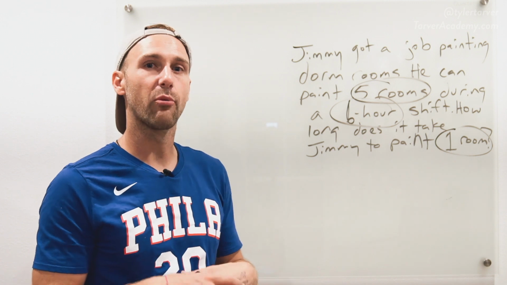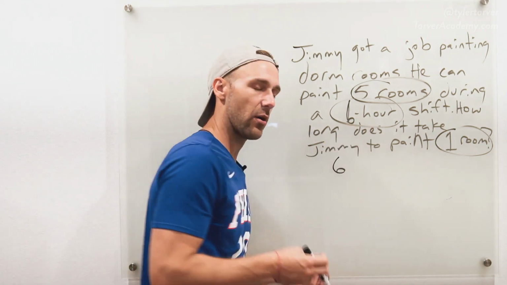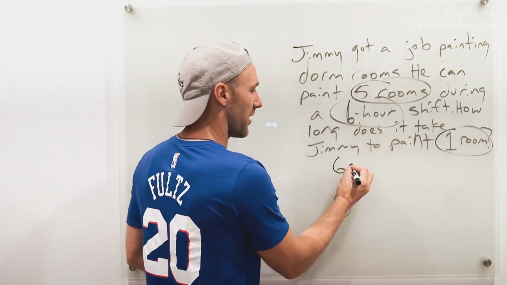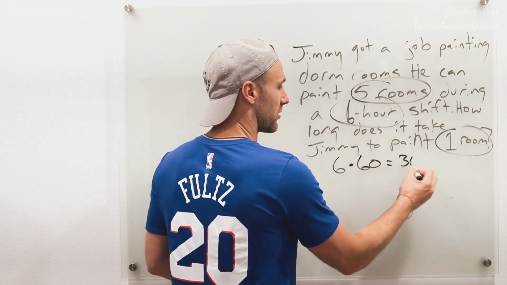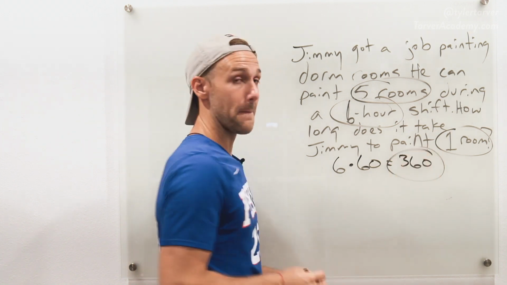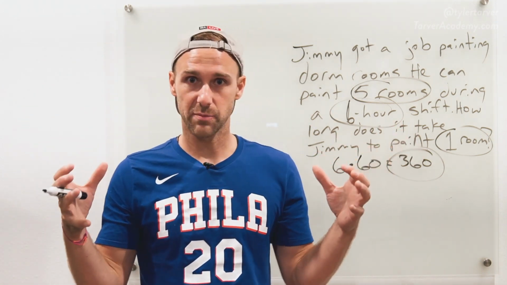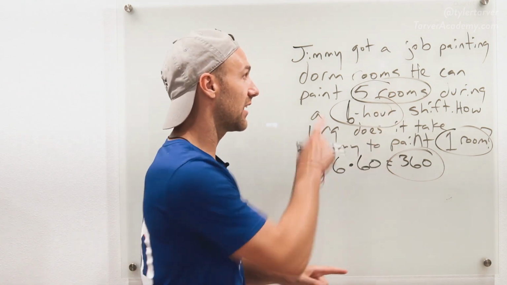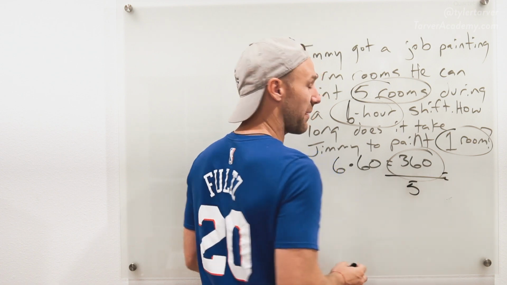So what I want to do is break it up into minutes. If I've got 6 hours, I'm going to spread it out into minutes. There are 60 minutes in 1 hour, so I'm going to multiply those and get 360 minutes. That's our total amount of minutes that Jimmy is painting rooms. Now I can divide 360 a lot cleaner by 5. So I'm going to do 360 divided by 5.